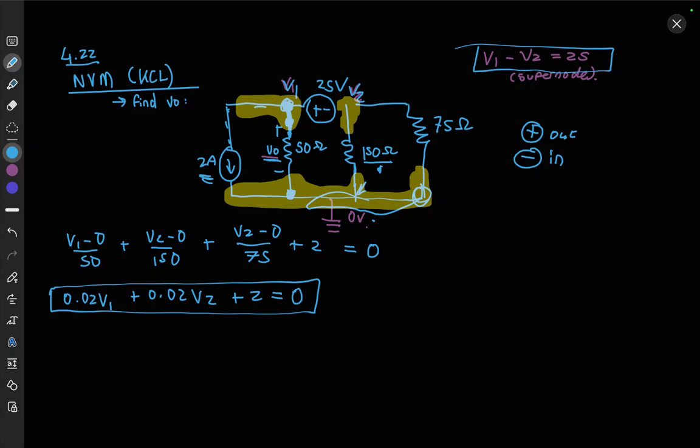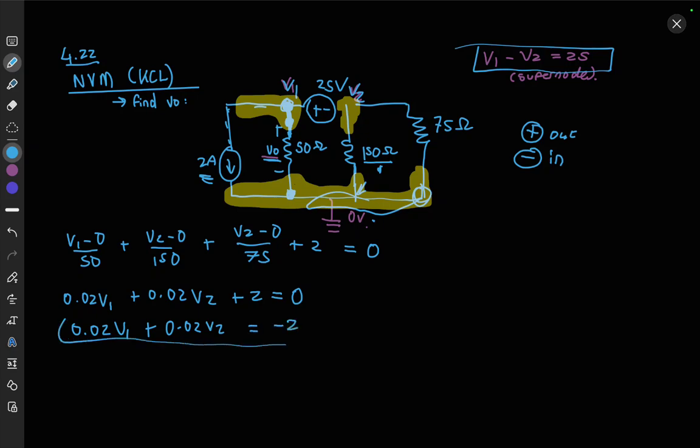I'm just going to type it into my calculator. So let me just rewrite this how I would type it in my calculator. 0.02 V1 plus 0.02 V2 is equal to minus 2. So that's our one equation. And that's the other equation, right? So you just type it into your calculator using simultaneous equations.